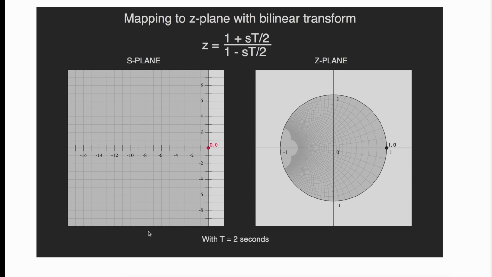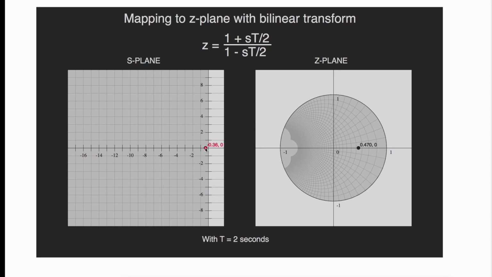Just like with e to the st, the bilinear transform maps the entire left half plane to inside of the unit circle. But now look at the way that this grid in the z-plane is shaped compared to the one that we saw with e to the st. The grid gets more dense towards -1 rather than the origin. And if you follow the real or imaginary lines in the s-plane, they all curve towards this -1 point in the z-plane.